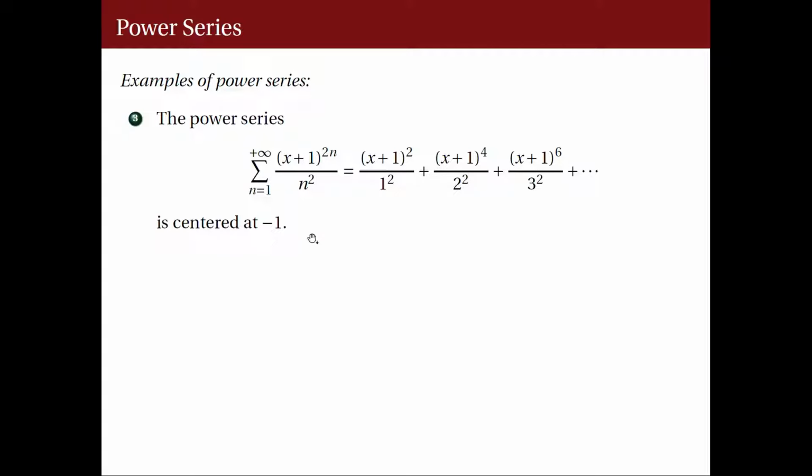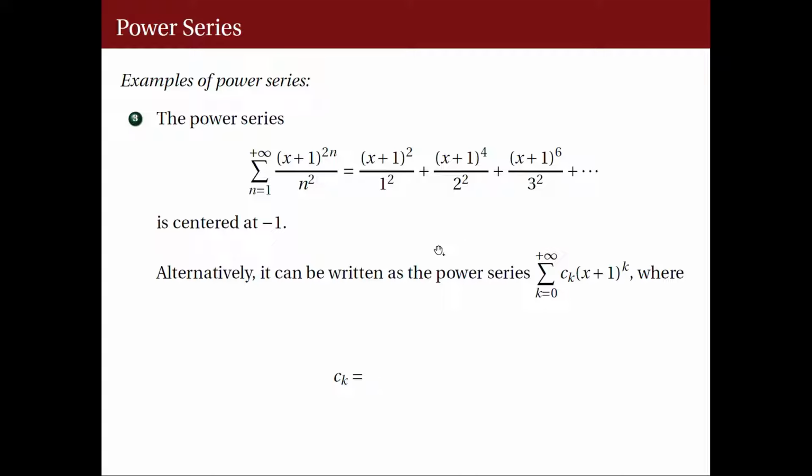For the coefficients of our power series, notice that in the expansion, (x plus 1) to the odd power does not appear in the series, which means that their coefficient is equal to 0. Alternatively, we can write our power series in the form sum of c_k (x plus 1) to the k, k equals 0 to infinity, where c_k is equal to 0 if k is equal to 0, 0 if k is odd, and 1 over k squared if k is even.